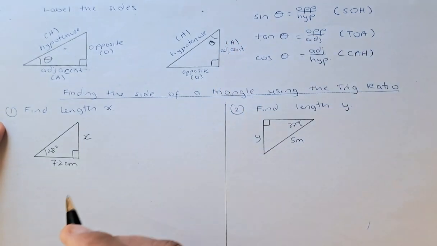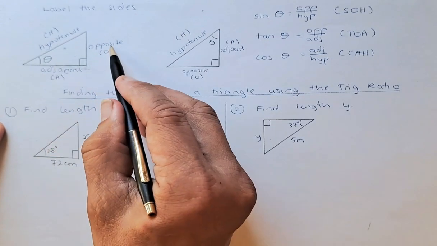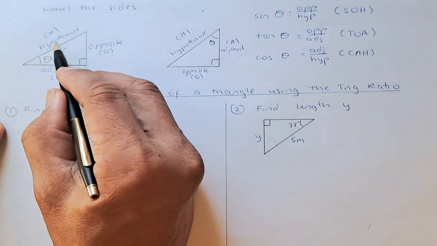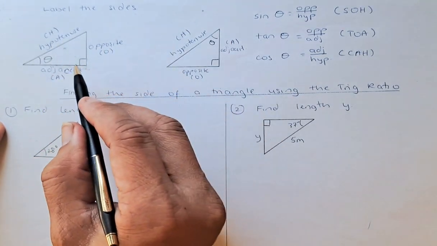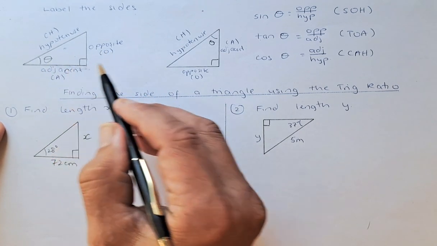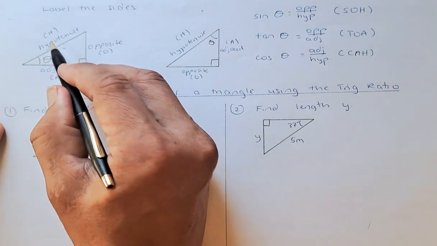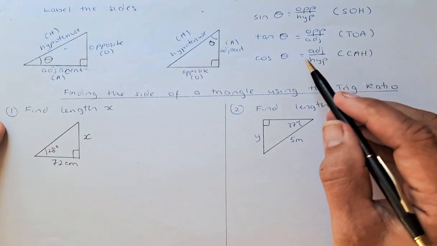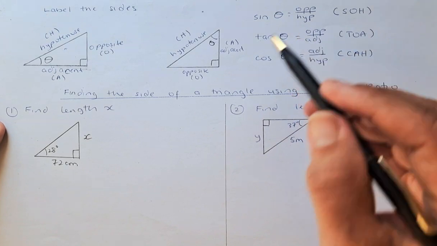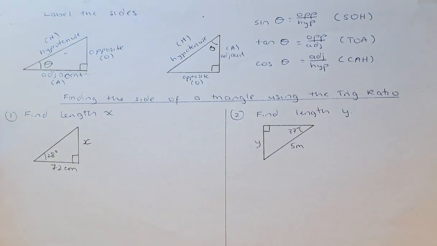If you want to find the sine of an angle, it is going to be opposite over hypotenuse. If you want to find the tangent of the angle, you take opposite over adjacent, also called TOA. And to find the cosine of an angle, you take adjacent over hypotenuse. That's how you get the formula SOH CAH TOA. Now without further ado, let's do some examples.